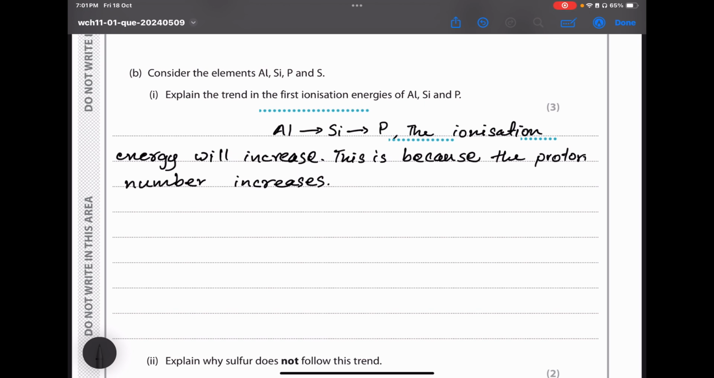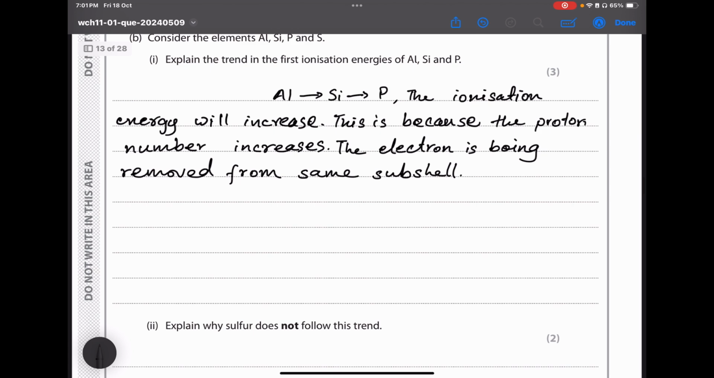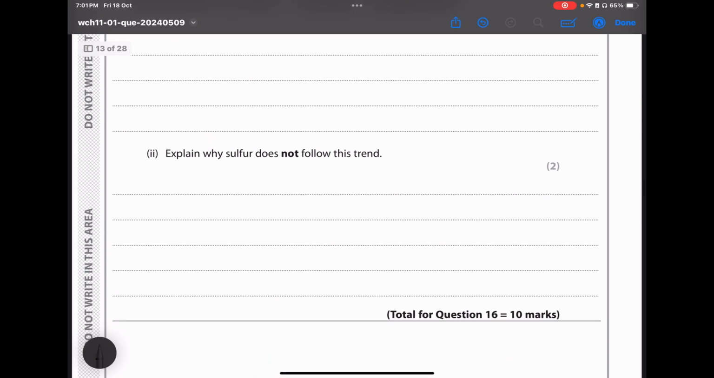Okay, this is one, and the other one is actually the electron is being removed from the same shell, same subshell actually. So the shielding effect just remains constant, right? The shielding effect does not change that much. So that's why it is the same, right? Why does sulfur not follow this trend?